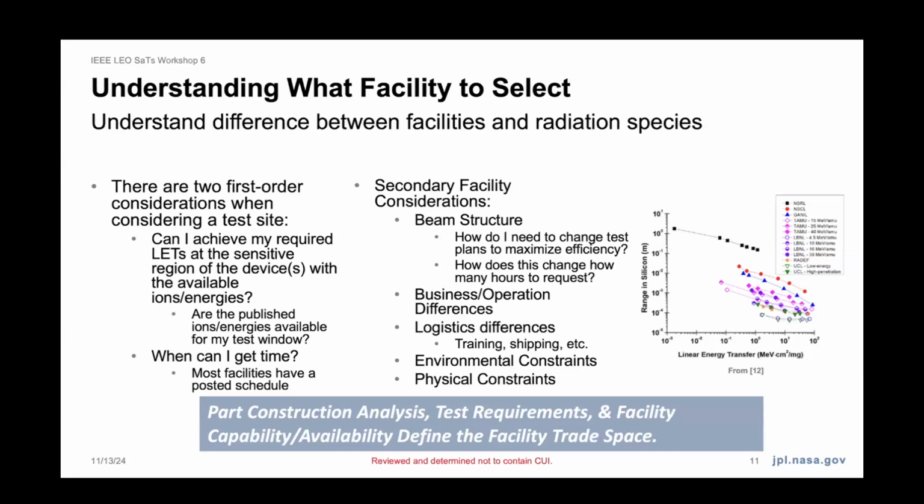Secondary considerations are beam structure, the difference between synchrotrons and cyclotrons, a continuous beam versus a pulse beam. There are business and operational differences in terms of how long it takes to get a contract in place, et cetera. And so, all of these considerations are also important when you're considering where to go.